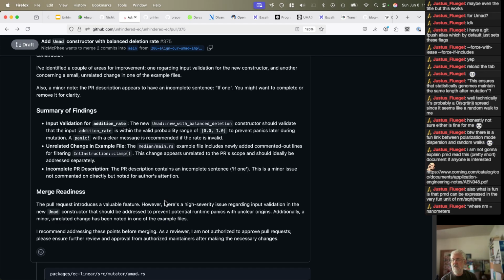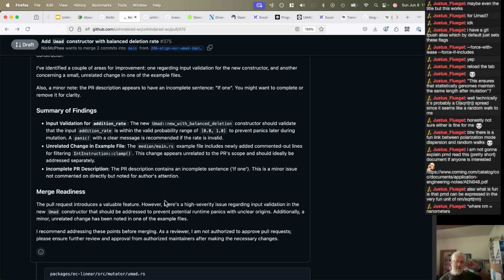PMD can be expressed in the very fun unit of nanometers per square root of nanometer. That is a weird unit. Nanometers per square root of nanometer. That is some strange stuff.